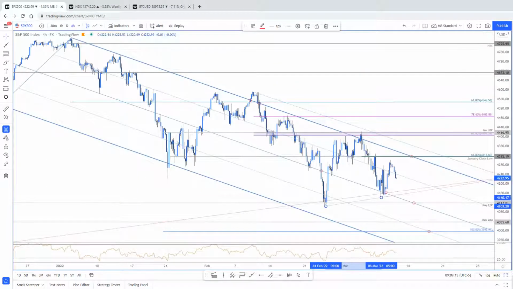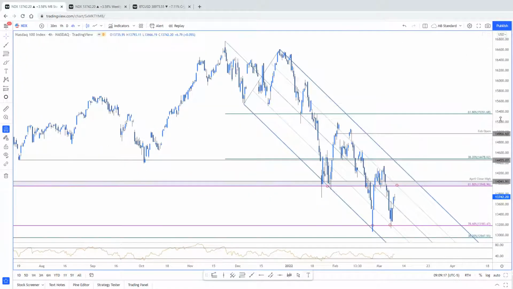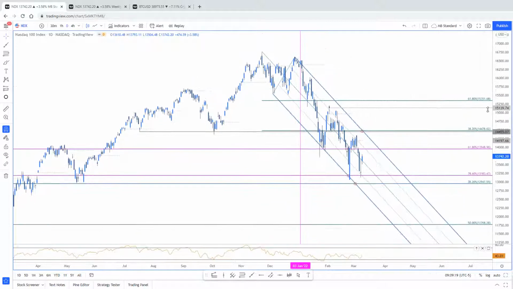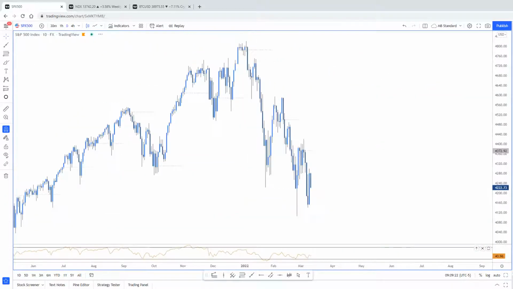Daily chart for NASDAQ looks like this. Same slope that we're looking at with SPX, right? You're almost looking at the same exact setup.